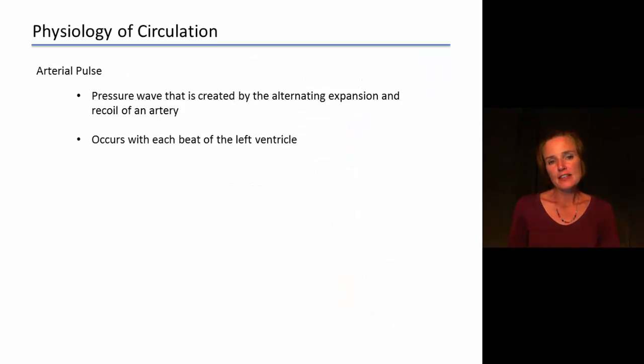If we talk a little bit about the physiology of circulation, arterial pulse is going to be this pressure wave that's created by the alternating expansion and then recoil of an artery. This is something that's going to occur with every beat of the left ventricle. And recall that the left ventricle is the ventricle that is basically pushing the blood out into the rest of the body, so out to deliver that highly oxygenated blood to the various tissues.